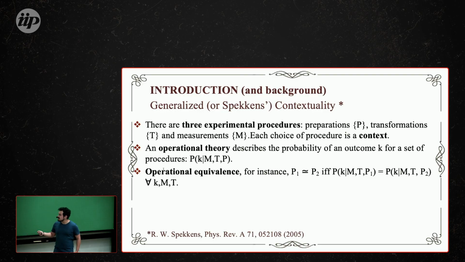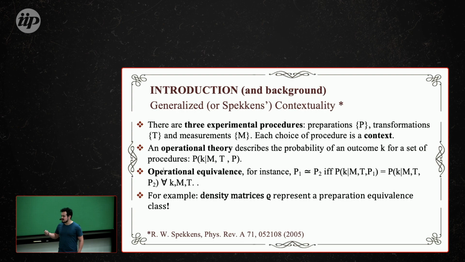So we have this definition of operational equivalence. That is mainly when the theory that we use, the operational theory, cannot distinguish between two processes. For instance, two different preparations in a lab are called operationally equivalent if they describe the same statistics whenever you have any other scheme of transformations and measurements. So if you fix two preparations and can change any other kind of procedure, and the statistics don't change for these preparations, we say that there is an operational equivalence between preparations.